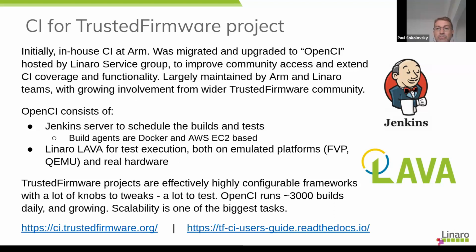And for test execution, we use the Linaro LAVA product, which allows controlling DUTs, devices under test, both physical devices and emulation platforms like FVP, an ARM tool for newer platforms and CPUs, and QEMU, an open source tool. Yeah, one important thing to know is that Trusted Firmware CI, OpenCI, is a pretty busy system. Daily we run around 3,000 builds. One build is one configuration, so it's pretty heavy, and a lot of work is still underway to add even more configurations to test, add more specific tests, so it's only growing. So scalability is one of the important tasks to follow.